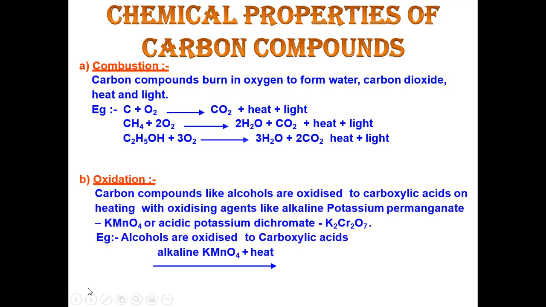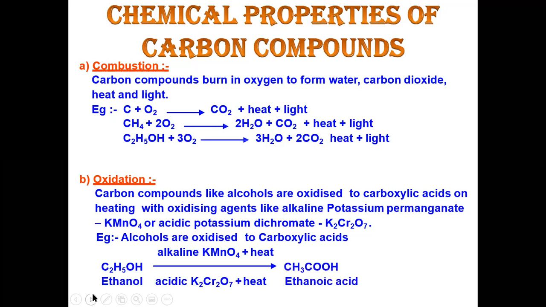Oxidation. Carbon compounds like alcohols are oxidized to carboxylic acids on heating with oxidizing agents like alkaline potassium permanganate, KMnO4, or acidic potassium dichromate, that is K2Cr2O7. For example, alcohols are oxidized to carboxylic acids. Like C2H5OH when heated in the presence of alkaline KMnO4, ethanoic acid will form.